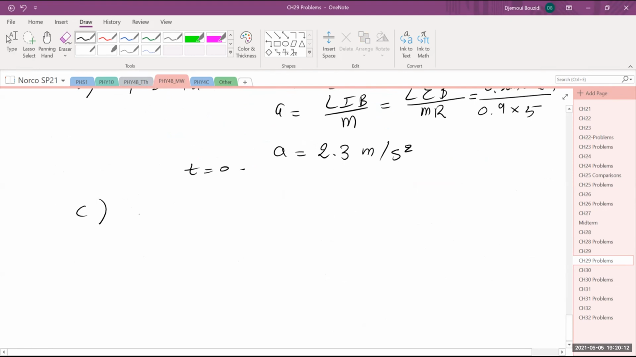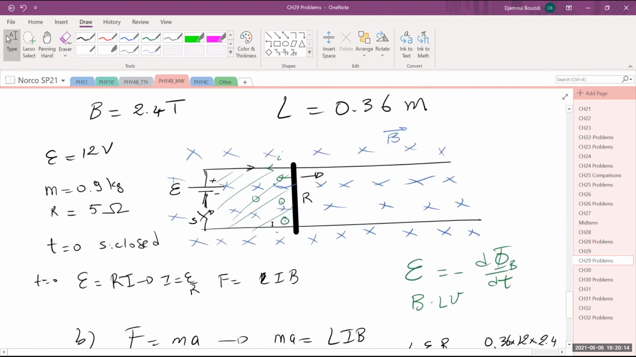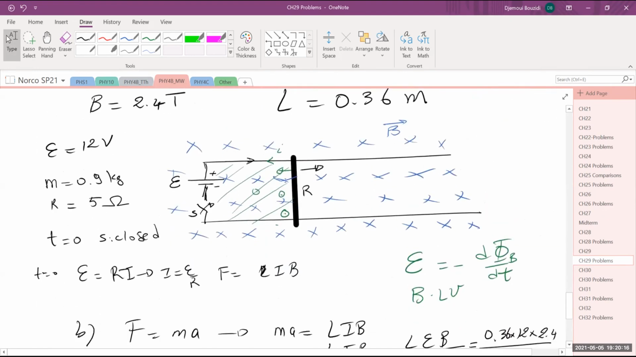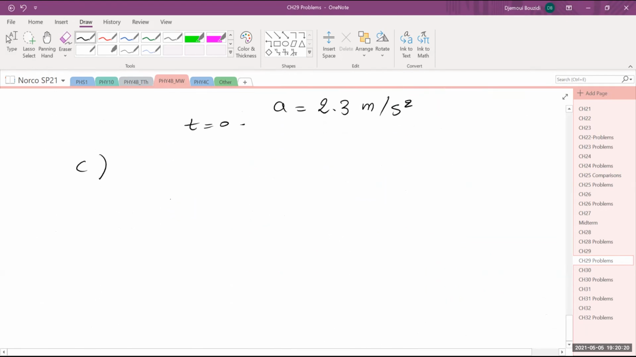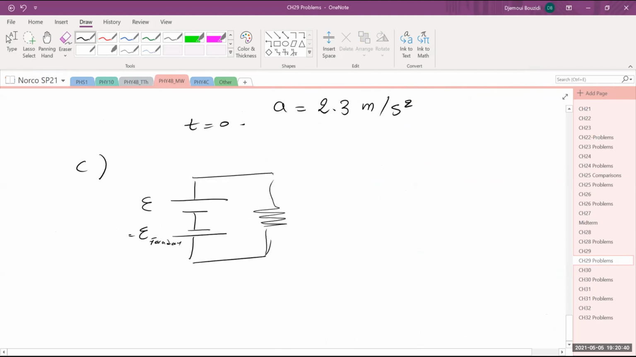So here is what's going on. We have two EMFs now. As if I have a battery going this way, I have another battery also in the opposite direction. So this is basically what's going on. I have a 12-volt battery pushing the current this way. And effectively, I have another battery pushing the current in the opposite direction. So this is the EMF that is given, and this is due to Faraday. Okay, and I have here a resistor R. So this is how the circuit looks like.